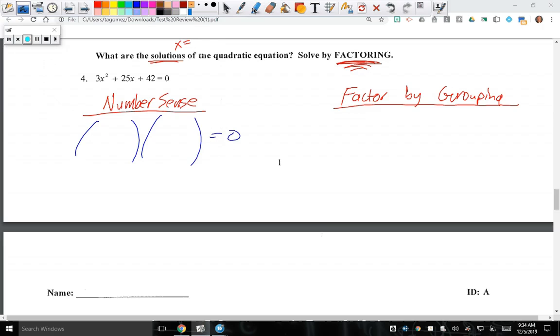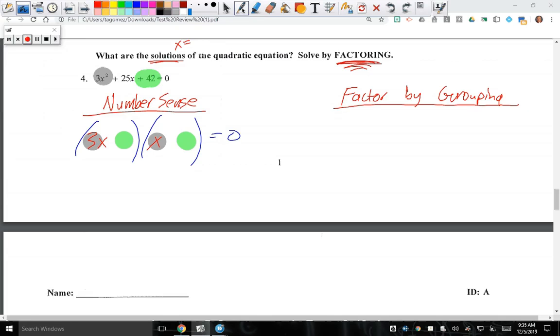Okay? So number sense, I would look at my first 2 terms right here and here and know that they would multiply to get 3x squared. You tell me, what should I put there? 3x. Yep, 3x and x. That gives me my 3x squared. The last 2 are the next ones that I'm going to focus on. I'm going to say what times what would give me a positive 42.